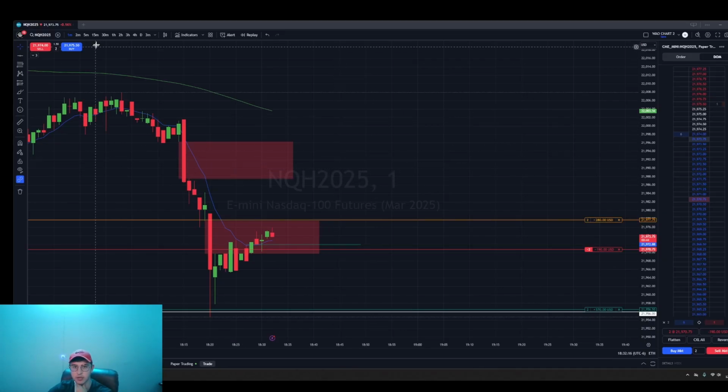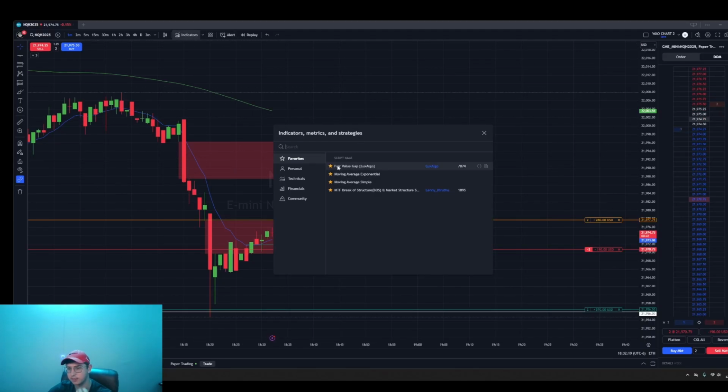What's the fair value gap indicator? Yeah, if you go to indicators right here, and then you type in fair value gap Lux Algo, it'll be right here. Okay.